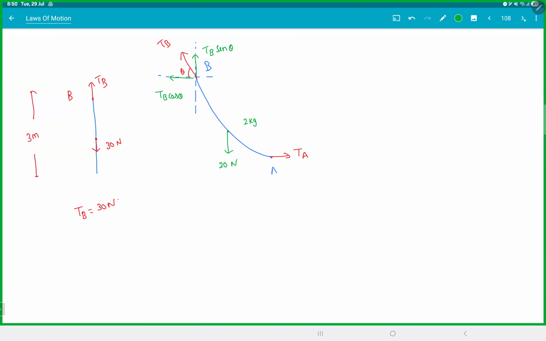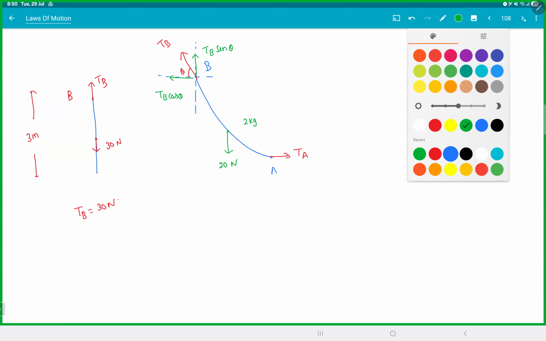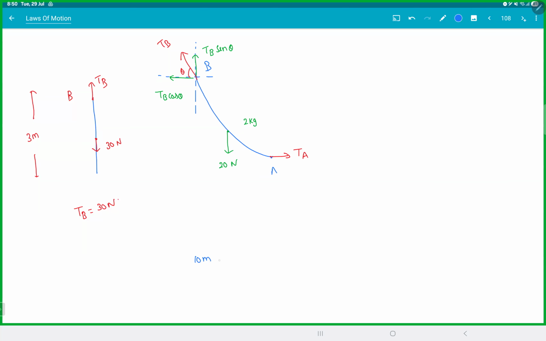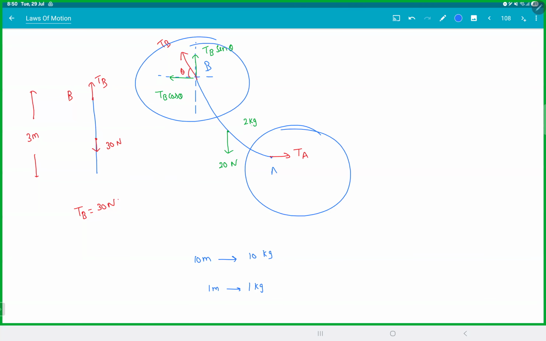I drew two FBDs. The left part is 3 meter, so weight is 3 kg. So 10 meter will give you 10 kg. That means 1 meter of chain should give you 1 kg of weight. The left side chain is 3 meter, so 3 kg. Now if you take the middle part, it is 2 kg, 2 kg. So if you draw the FBD, there will be three forces: TA, TB, and this particle's own weight. There are three forces. Any doubts on this?